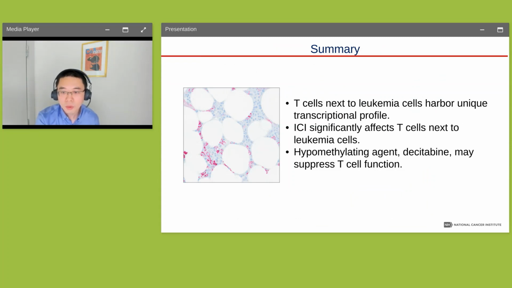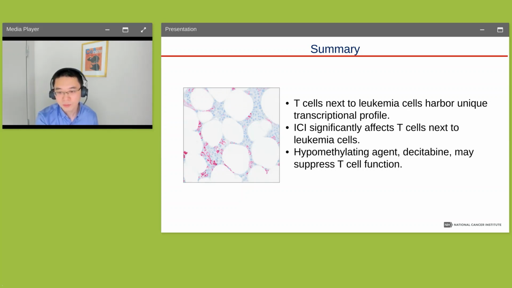So in summary, from our DSP study, we divided the T cells into near and far groups based on spatial location, using 20 micron. The T cells next to the leukemia cells have a very unique transcriptional profile, and the immune checkpoint inhibitor significantly affects the T cells next to the leukemia cells. And the hypomethylating agent, decitabine, may change the T cell property, and this also deserves further investigation.